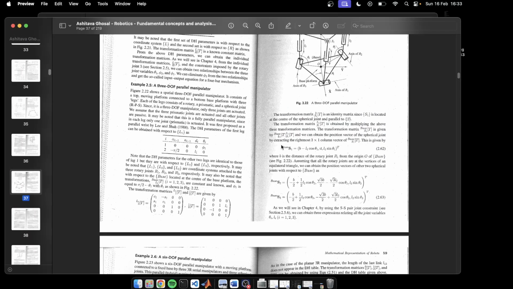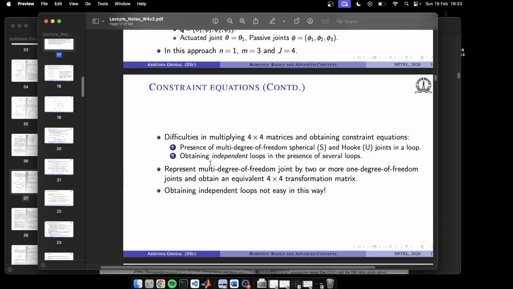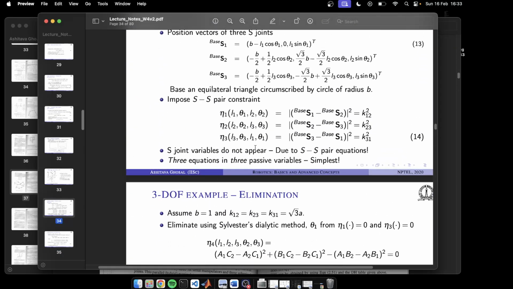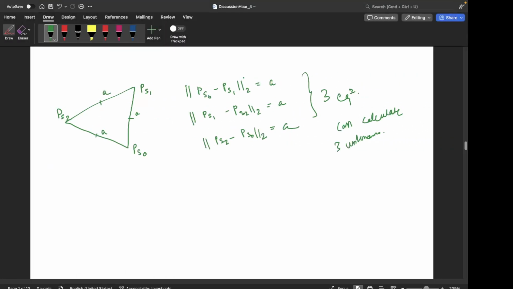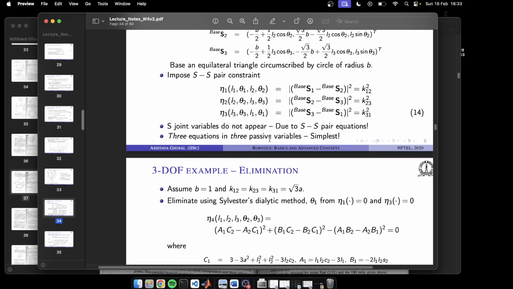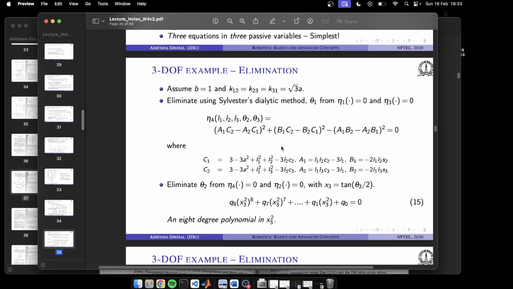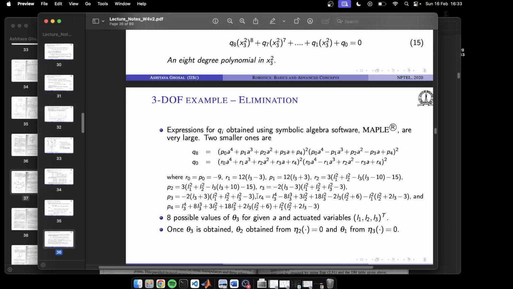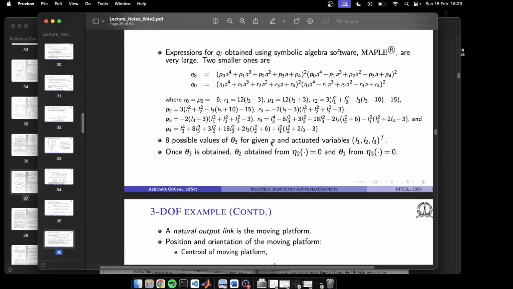Right, so that is what is being described here also in the lectures. This is basically the three equations that I just described. We can also put squares here, like this. So that is three equations and three passive variables that we can calculate. The process of how to calculate that is described here, and we can get those values.